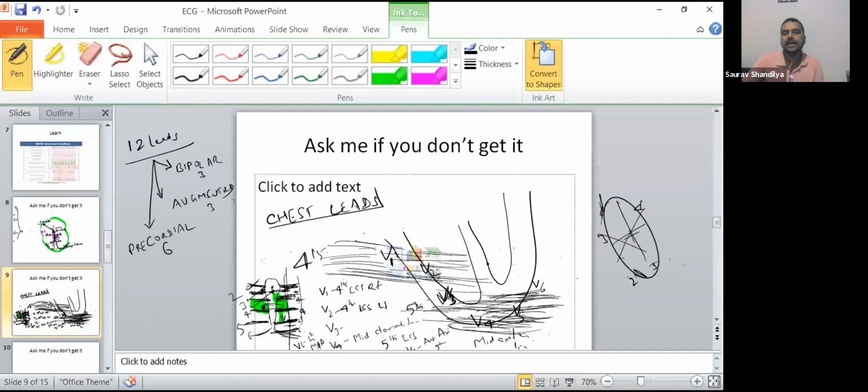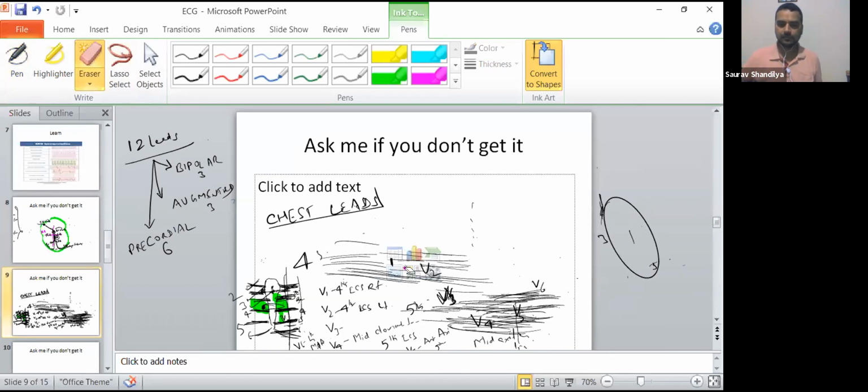V4 will be in the mid clavicular line, an imaginary line again. The anterior axillary line is for V5 and the mid axillary line for V6. Is it clear to every one of you? Okay. Now, once you are clear with this, let us erase this and then I'll tell you what it is. Just a minute, let me erase it.